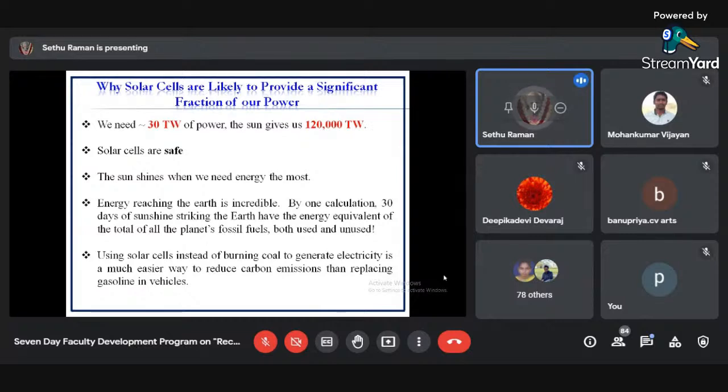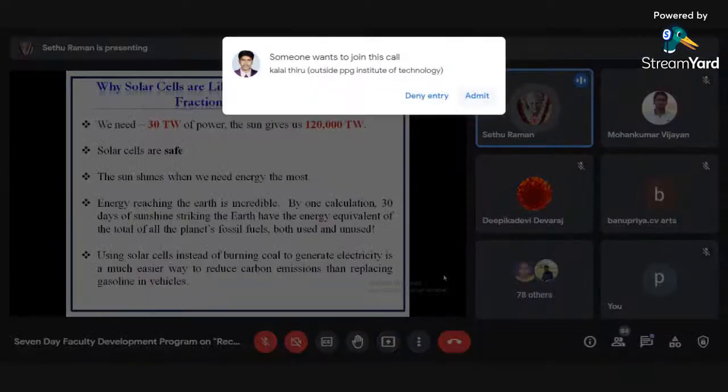Solar cells are safe. Whatever energy we need, we will get. The energy reaching the earth is incredible. By one calculation, 30 days of sunshine striking the earth have the energy equivalent to the total of all the planet's fossil fuels, both used and unused. So using solar energy instead of burning coal to generate electricity is a much easier way to reduce carbon emissions than replacing gasoline in vehicles.